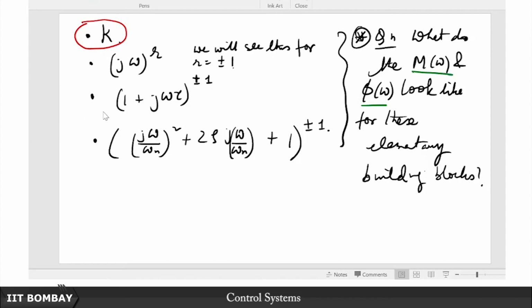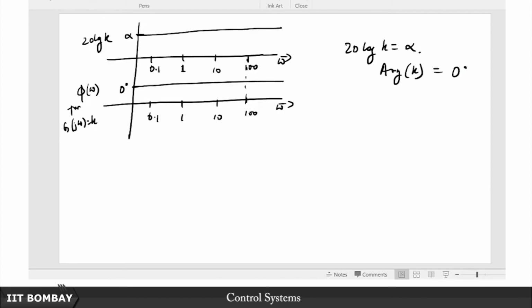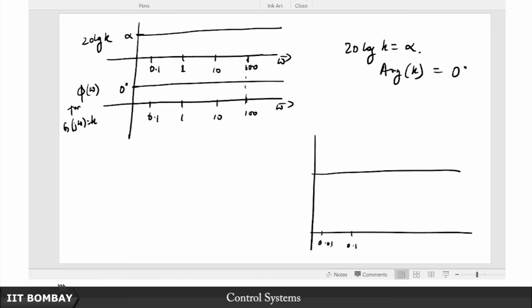So the next block is j omega to the r. So let us try to figure out, now we are going to plot this again, as I said before. I am going to start a little lower on the scale. Instead of starting from 0.1, I am now starting from 0.01. So this, as I said, is 1 decade. Remember, this is 1 decade, this is also 1 decade, this is also 1 decade.